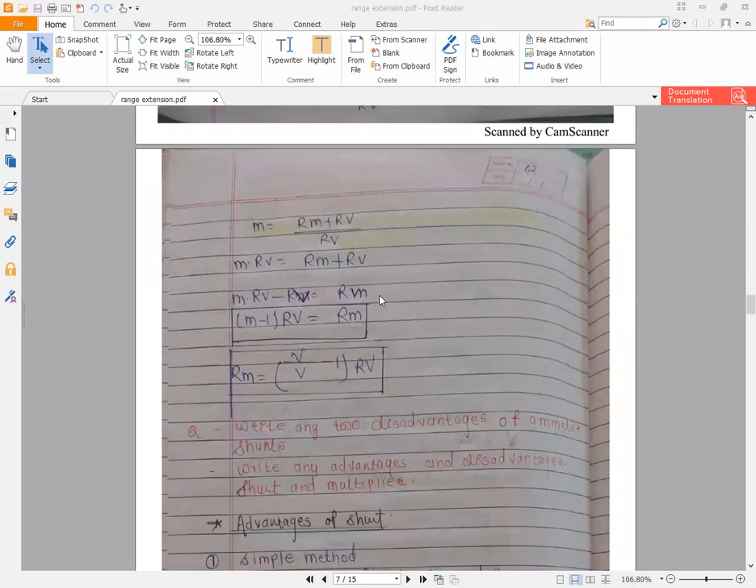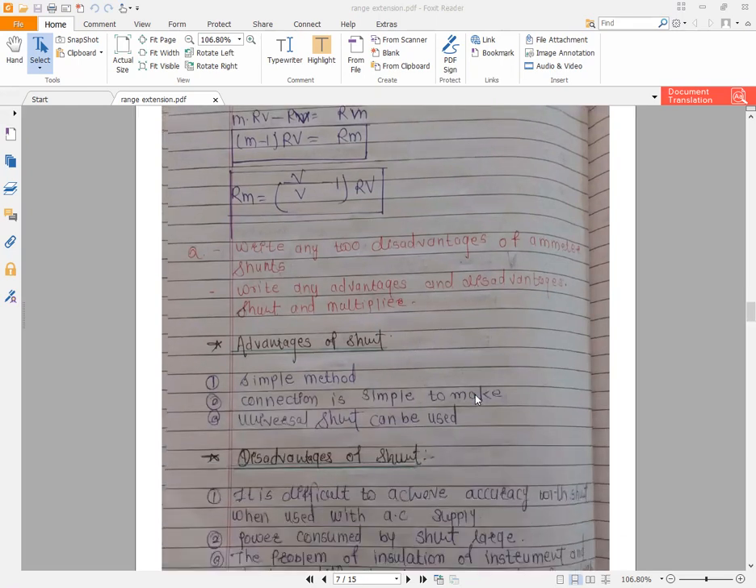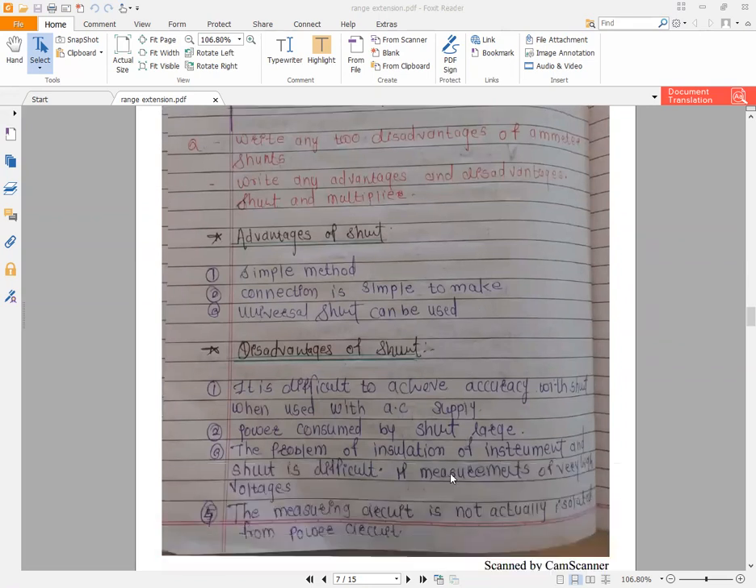As we have seen the shunt and multiplier, there are certain advantages and disadvantages of our shunt and multiplier. So we will see them respectively. The advantages of shunt: this method is so simple, the connection is simple to make, and a universal shunt can be used. But again, there are different disadvantages.